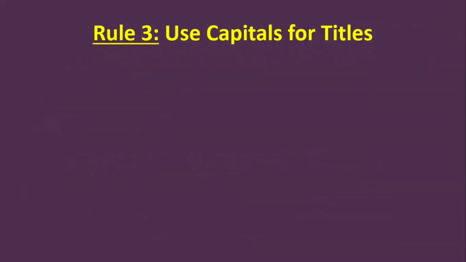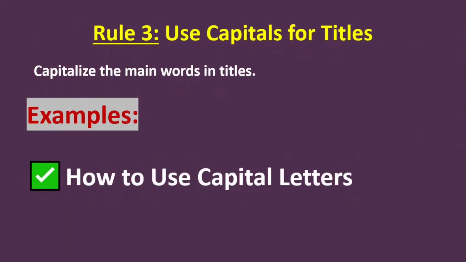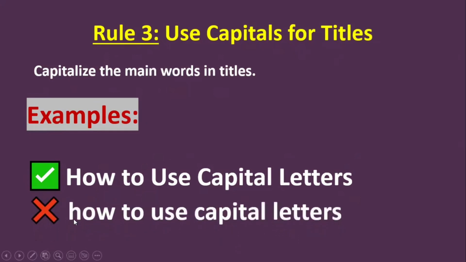Rule number 3 is very simple. Use capitals for titles. So we have to capitalize the main words in titles, only the main words. For example, when we say something like this, the title of our lesson today is How to Use Capital Letters. Notice here we capitalize H and we don't capitalize 2 because it's not a main word. And then we capitalize U, C, and L. So the first letters in the title are capitalized if they are main words. If we say something like this, it is not correct because none of the words are capitalized here.